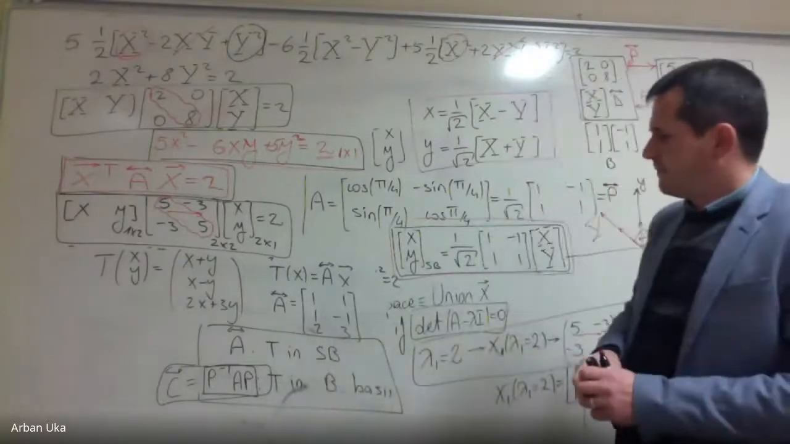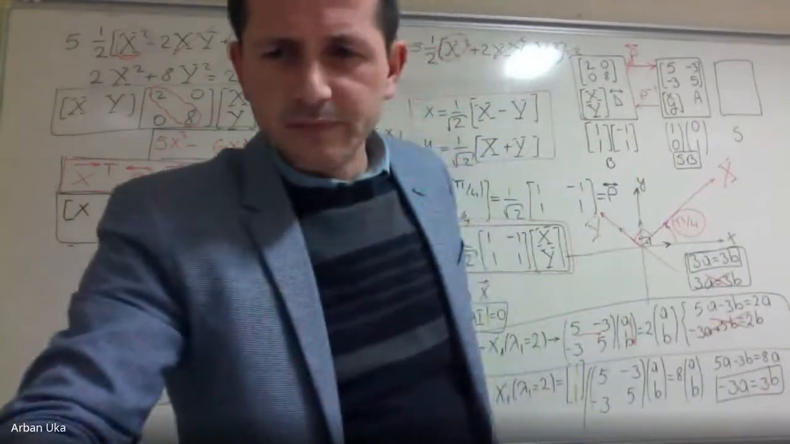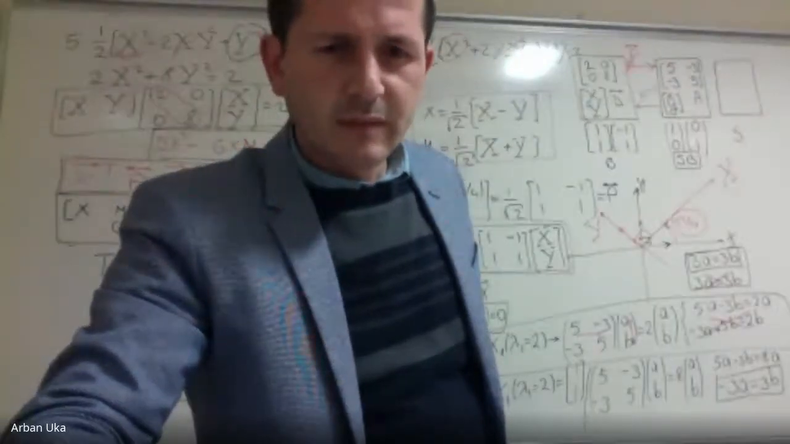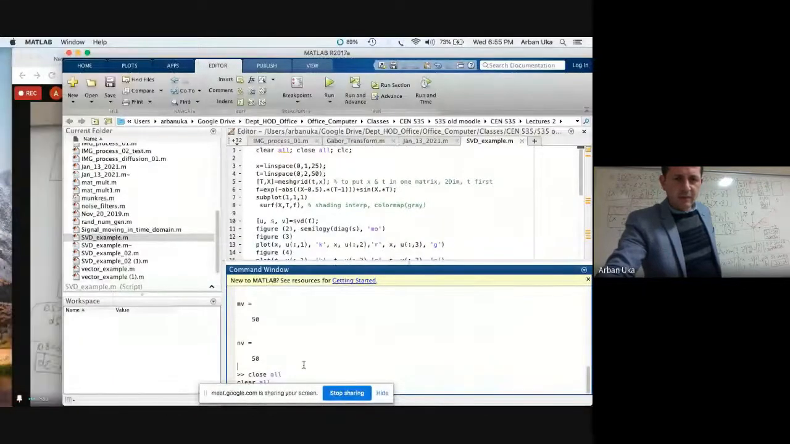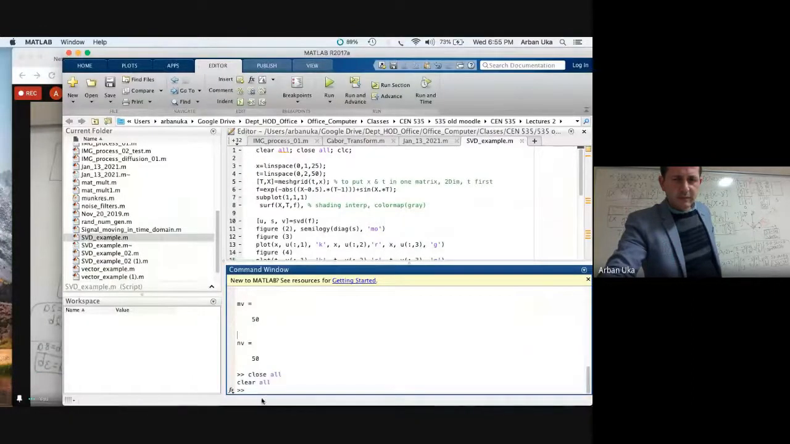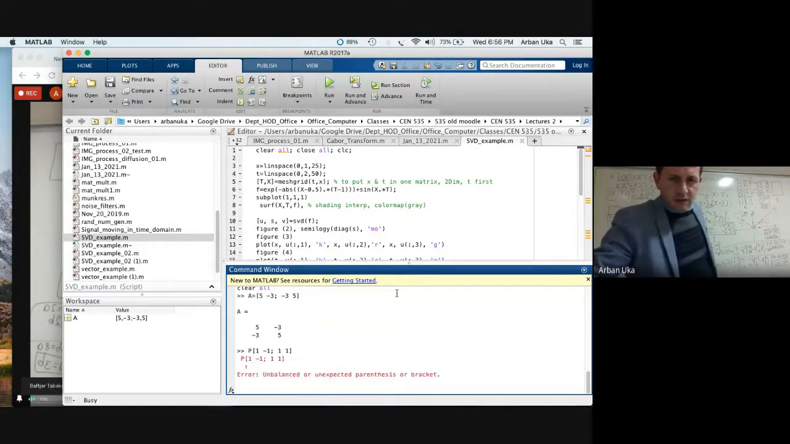I don't need to show it over there because you can all try Octave Online or MATLAB. Okay, I have this one. Share entire screen. Let's have the matrix A, which is equal to 5 minus 3, minus 3 5. Then we can write down a matrix P, which is equal to 1 minus 1, 1 1. So this is the matrix P.